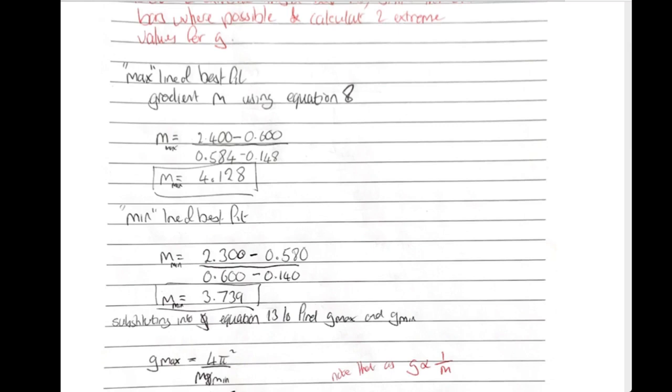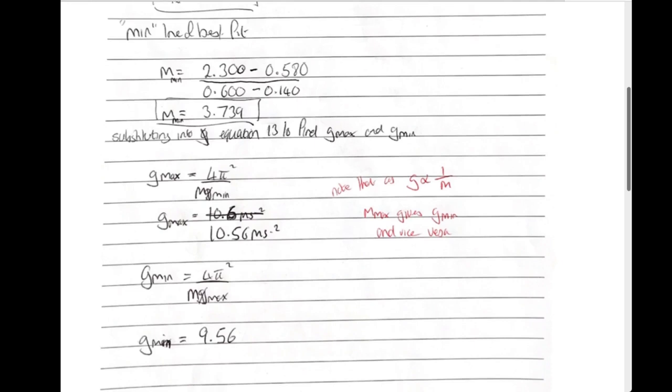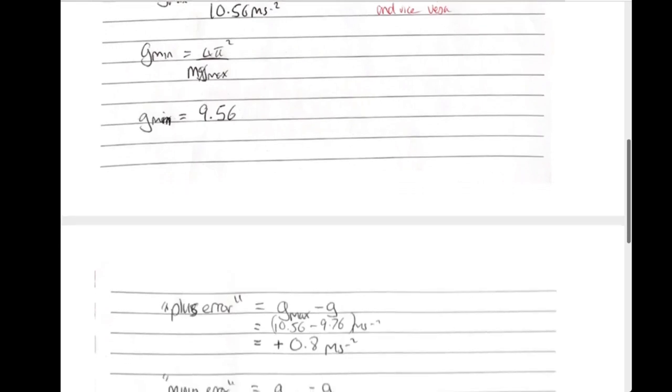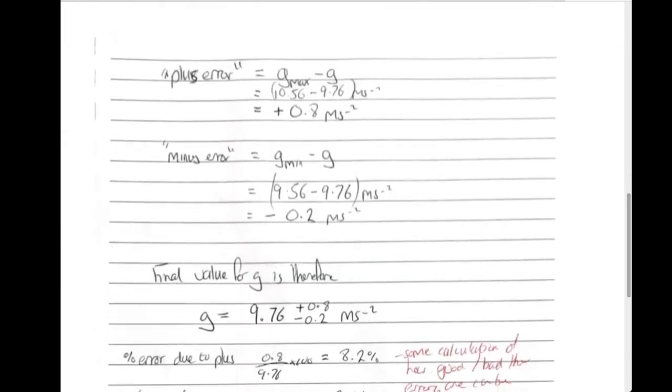So we've got the max is 4.1-ish, and the minimum is 3.7-ish, so we can see a bit of a difference there. And we just do the same calculation we did before, g max, g min, work out a maximum and a minimum value for our g. So then we can calculate the difference between that and our original of 9.76. So the plus error is 0.8 bigger, and the minus error is only 0.2 smaller.